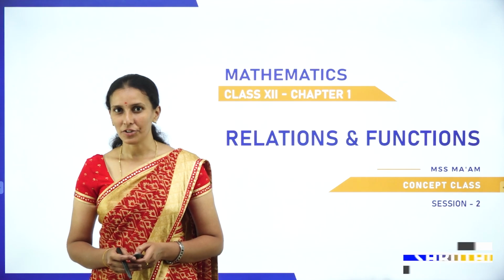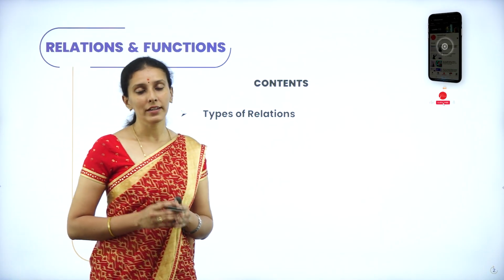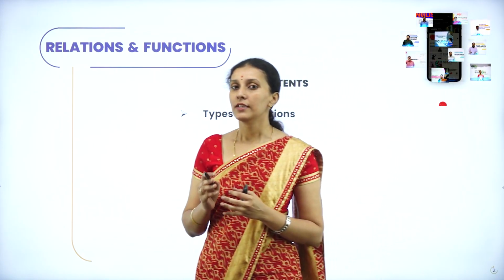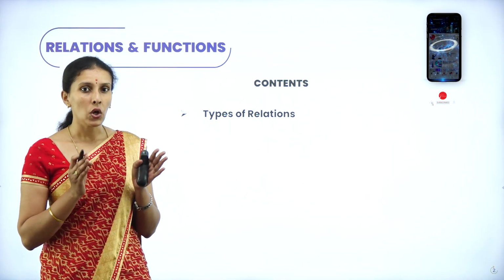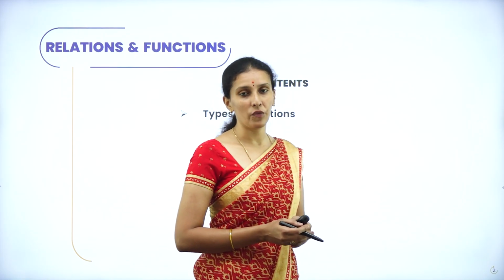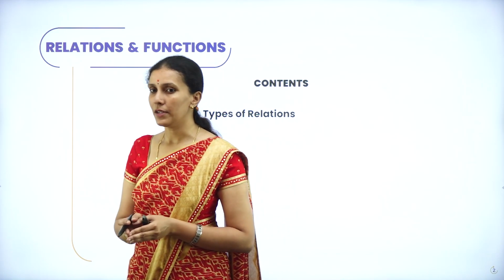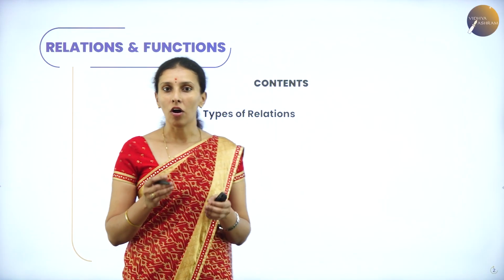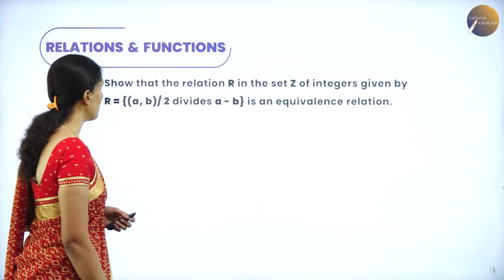In our previous session, we have discussed the types of relations. What are the types of relations we have learned? That is reflexive relation, symmetric relation, transitive relation. When all the three hold for a particular relation, then it is called an equivalence relation. Let us see a few problems or examples and verify whether it is reflexive, symmetric, transitive, or an equivalence relation. So the very first problem is here.